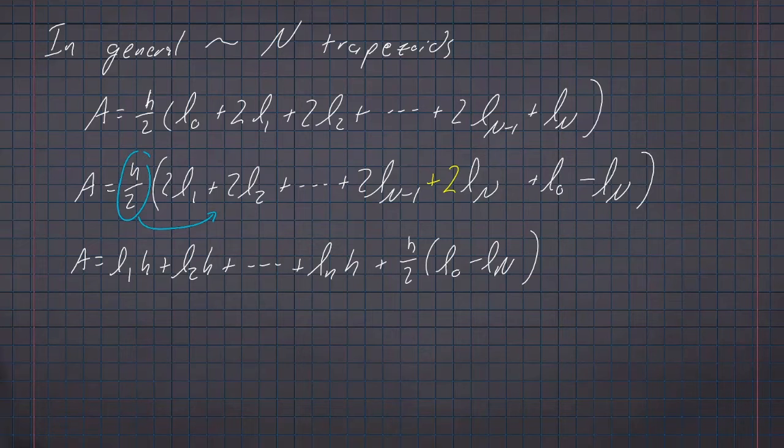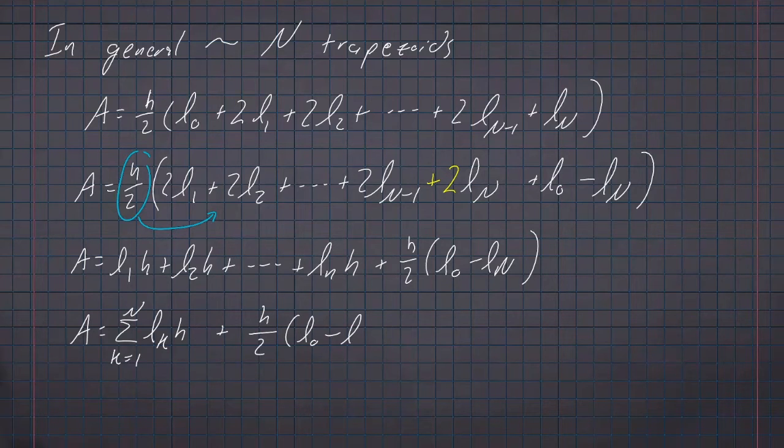Which is kind of goofy, but it's okay, because for the first n terms, we have a really convenient formula of just adding a bunch of stuff together. And adding a bunch of stuff together is exactly what summation notation was invented for. K goes from 1 to n of Lk times h, plus that stuff that didn't quite fit the mold, h over 2, L0 minus Ln.